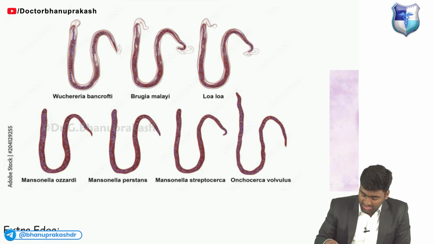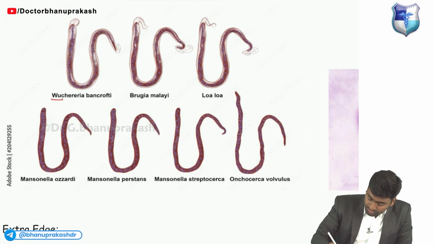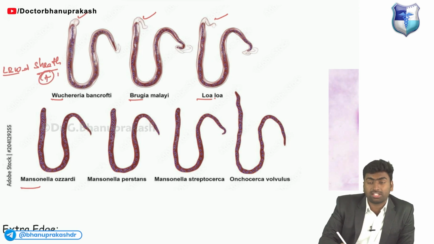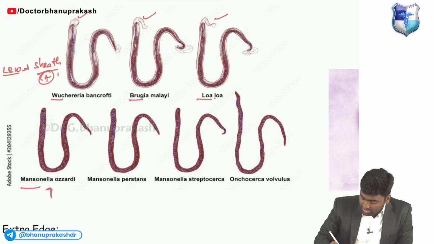Like if you see these forms, there is a presence of this sheath. Here there will be W. bancrofti, B. malayi or Loa loa. The sheath will be present here. But in the case of the rest of the organisms, the sheath will be absent. You can see there is no outer covering.